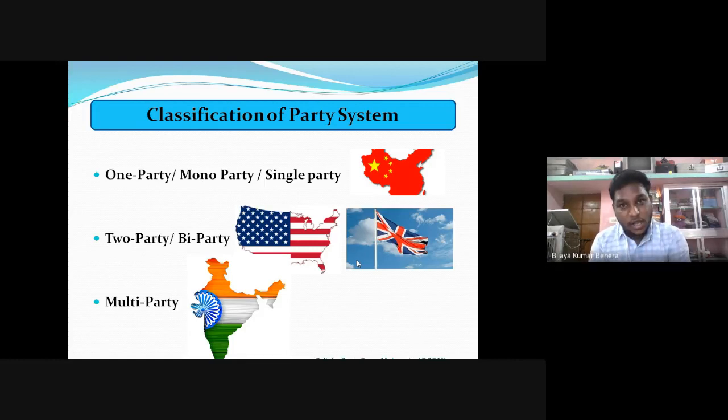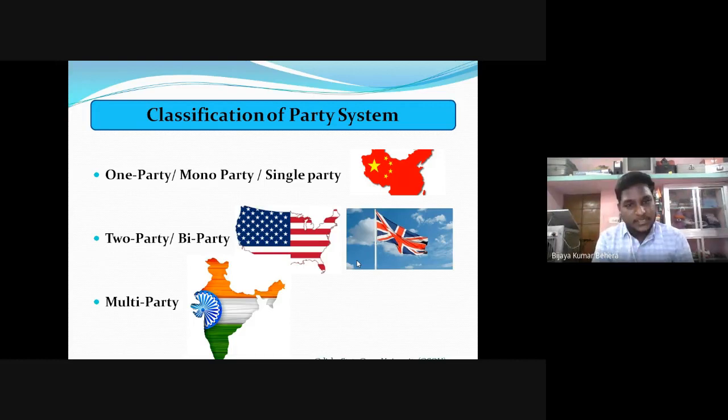And the next thing is the unstable government. Why is it unstable? This is a demerit of a multi-party system. It is not a stable government because a multi-party system is sometimes not run by a single party. They join an alliance, make an alliance with different political parties and form the government. That's why there may be chances of instability, and that is not a stable government.